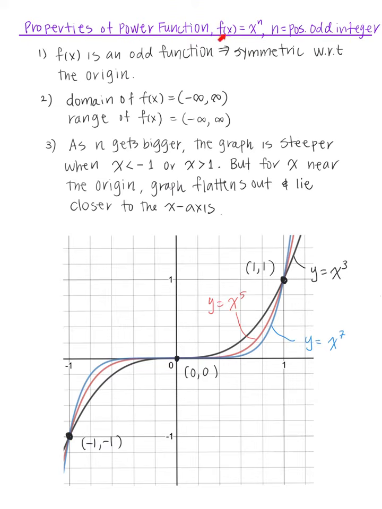Properties of the power function f(x) = x^n, where n is a positive odd integer. Number 1, f(x) is an odd function, which implies that the graph is symmetric with respect to the origin. The domain of f(x) is all real numbers, and so is the range of f(x). Now, as n gets bigger, the graph is steeper when x is strictly less than -1 or x is greater than 1. But for x near the origin, the graph flattens out and lies closer to the x-axis.